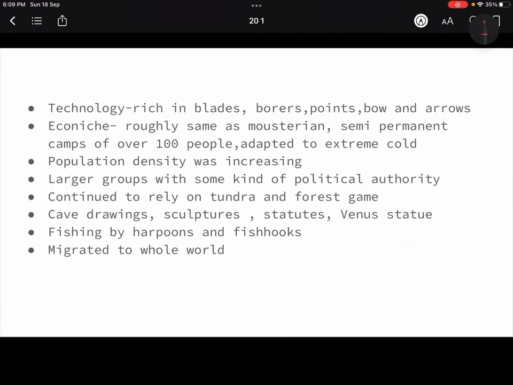So now what are other characteristics of this period? The technology was rich in blades, I told you. Then there were borers, points, bow and arrow. So now the technology has sufficiently grown. You can see they are using blades, borers, points and bow and arrow also. Bow and arrow is a very important technology, okay, because now you can hunt from a distance, you can hunt with much more precision, you need much lesser energy to hunt, so all of that.